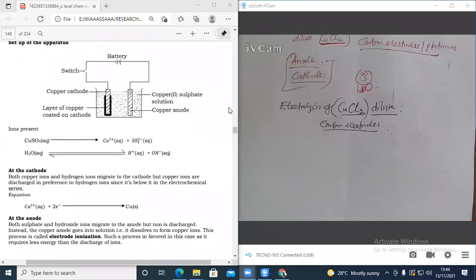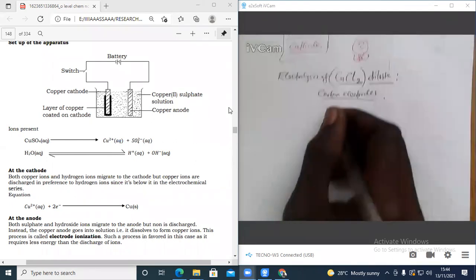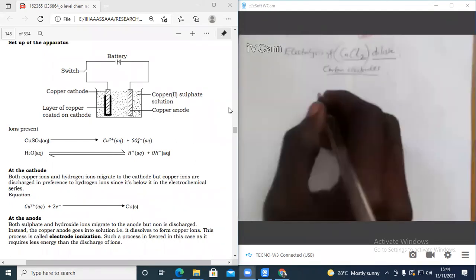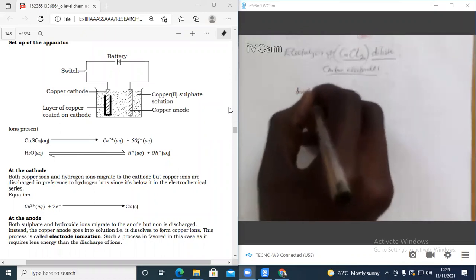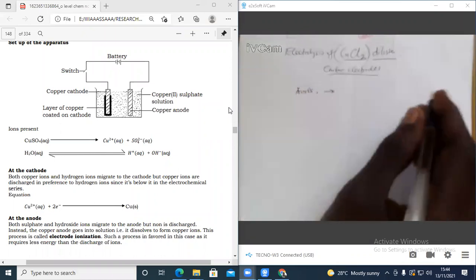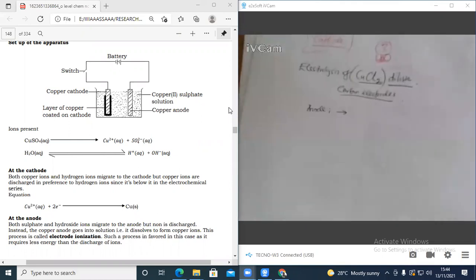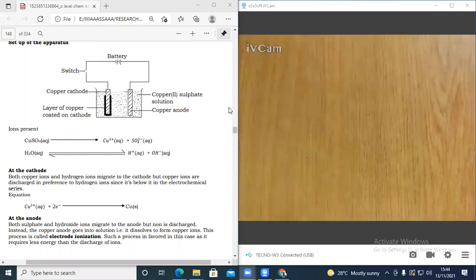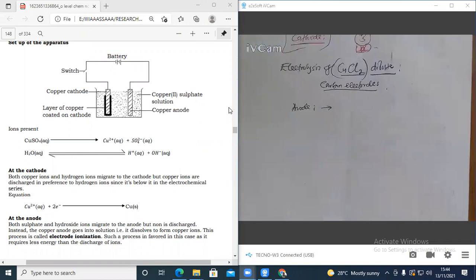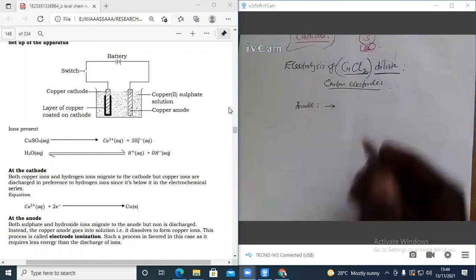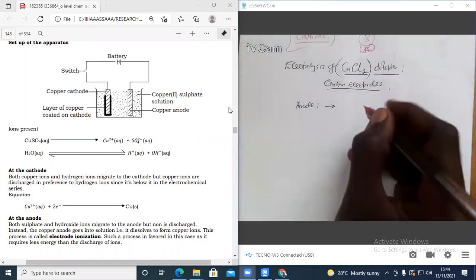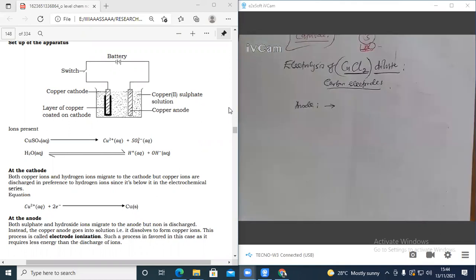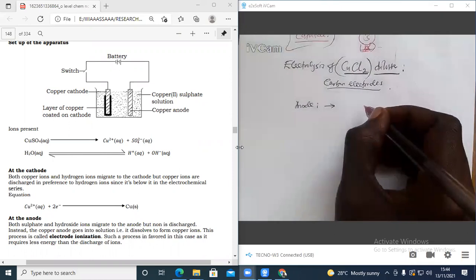Chloride and hydroxide ions. At the anode, what do you expect to see? The hydroxide. Chloride ion. Give me the final answer. I'm not interested in that one. At the anode, you expect to see? Hydroxyl ions. When the hydroxyl ions are discharged, what is the end product?